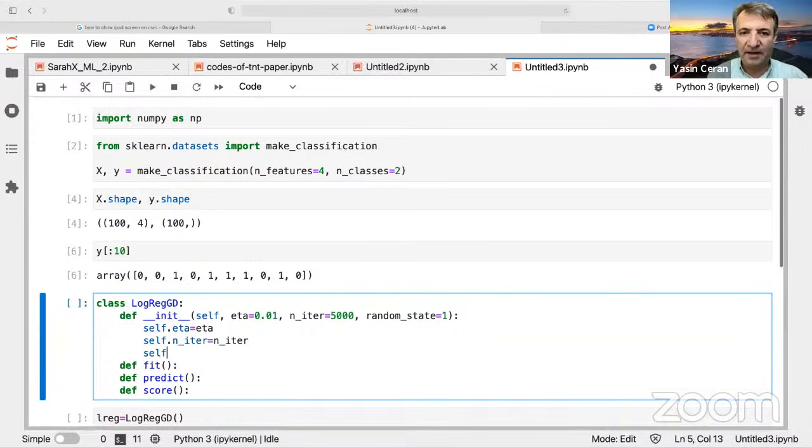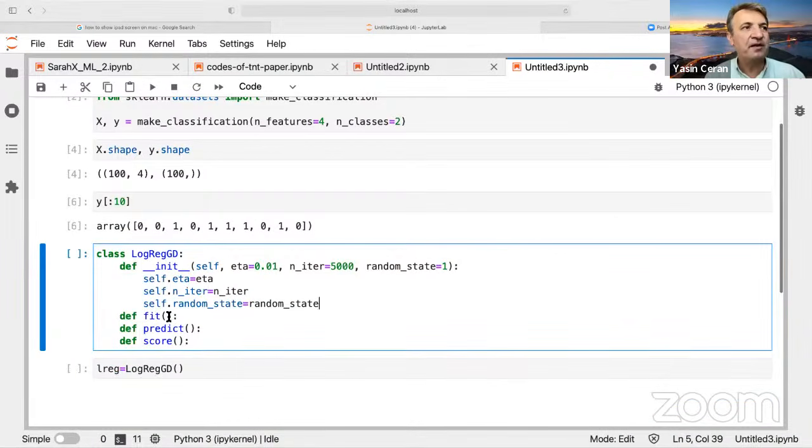And then self.random_state is this. Okay, I'm done with the init function. Perfect. Let's now work on the fit function. This is going to be the most challenging one. Okay, the fit function.